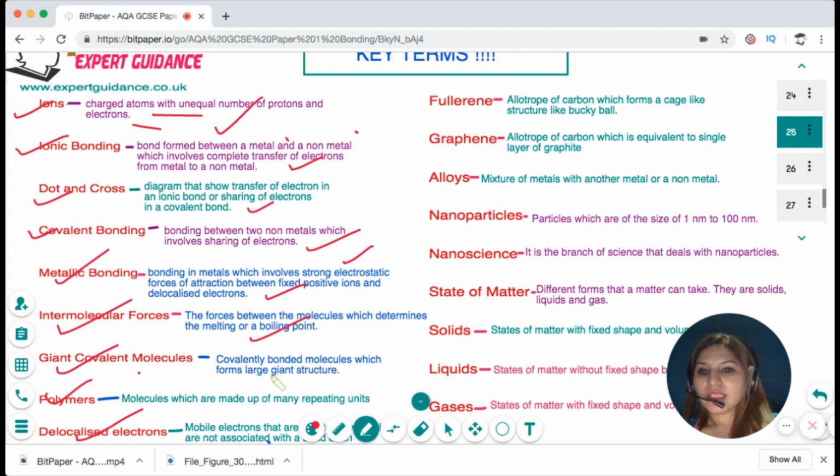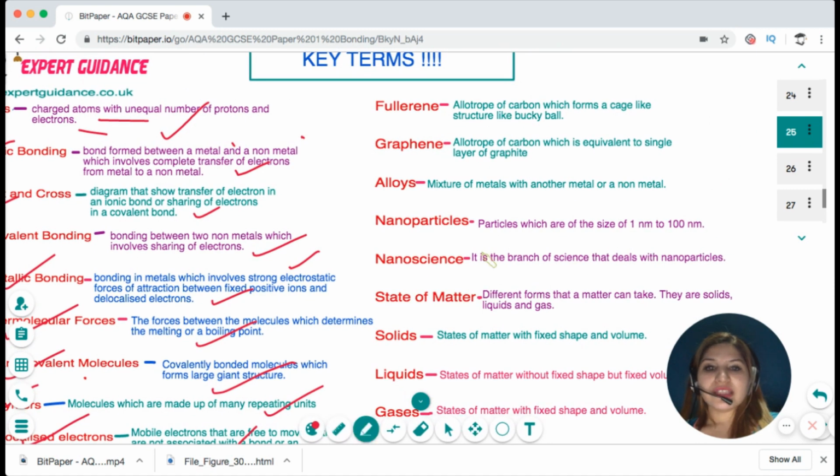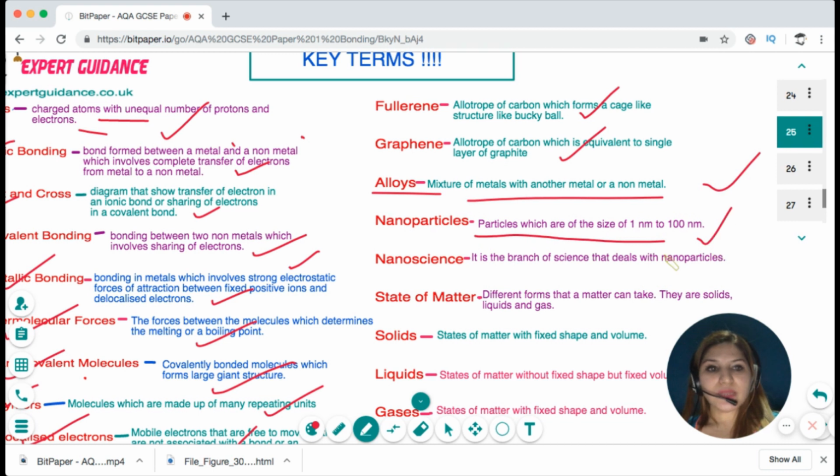Giant covalent molecules are the covalently bonded molecules with a giant structure. Polymers are made up of many repeating units. Delocalized electrons are the mobile electrons which are free to move. Fullerene is an allotrope of carbon which forms a cage-like structure like a buckyball. Graphene is the allotrope of carbon which is equivalent to single layers of graphite. Alloys are the mixtures of a metal with another metal or a non-metal. Nanoparticles are particles of size 1 nanometer to 100 nanometer. Nanoscience is a branch of science that deals with nanoparticles.